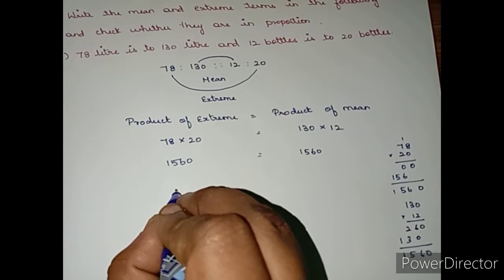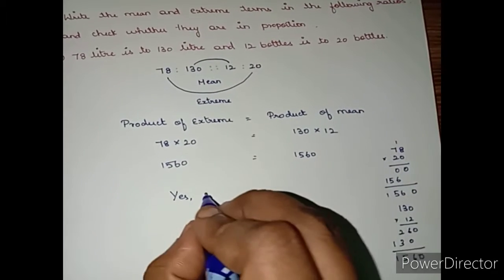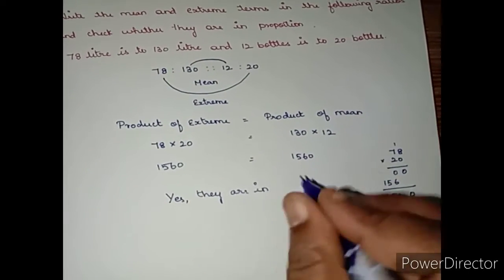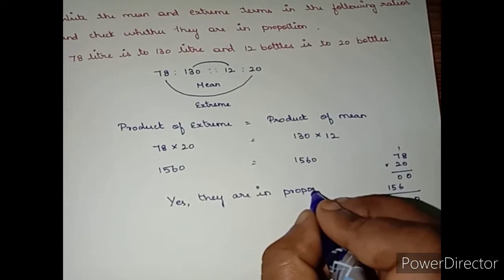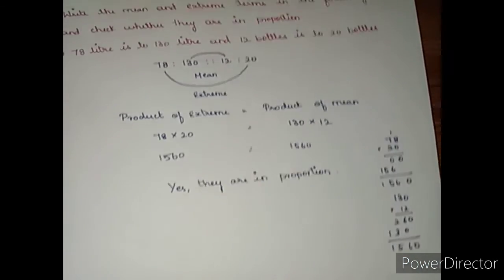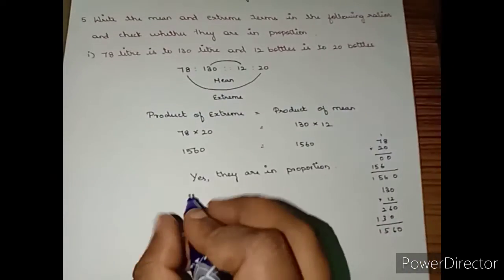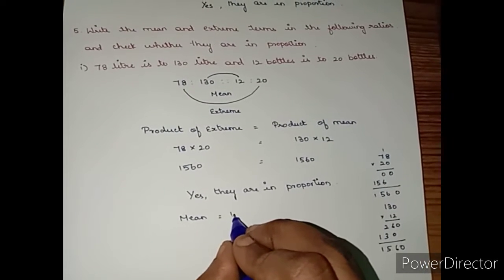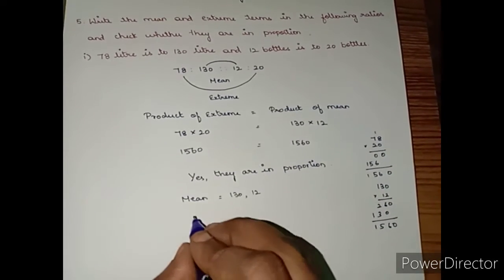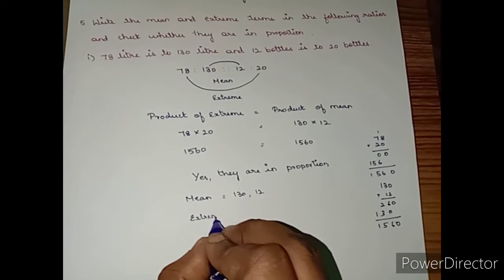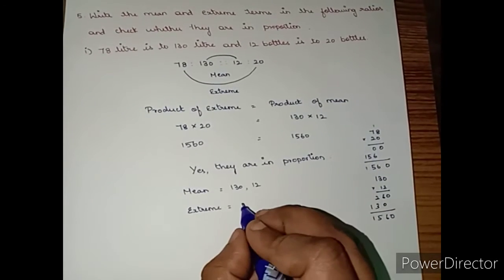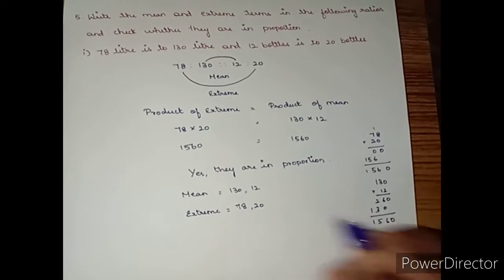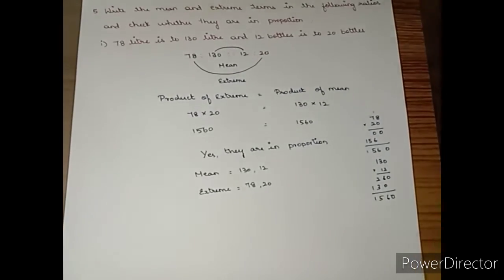So what do I have to write as the conclusion? Yes, they are in proportion. And what did we find? What is the mean here? Mean is 130 and 12, and extreme is 78 and 20. Okay, we'll go with the next subdivision.